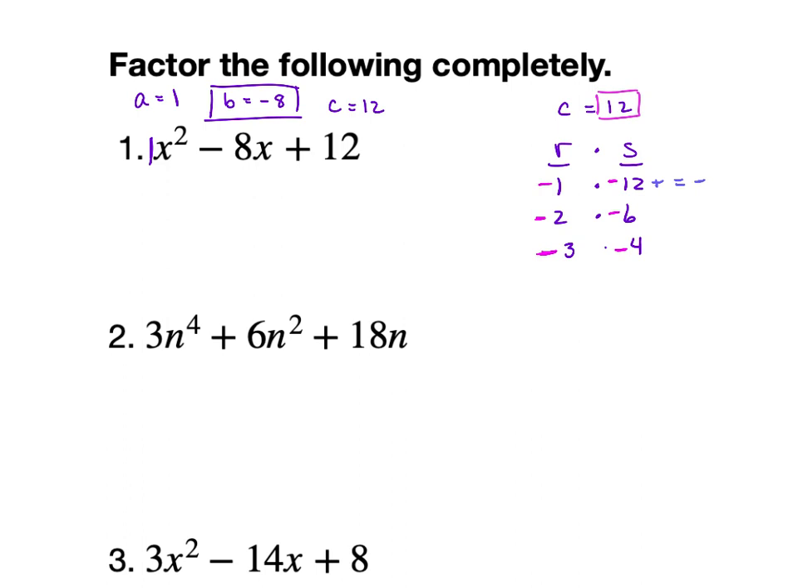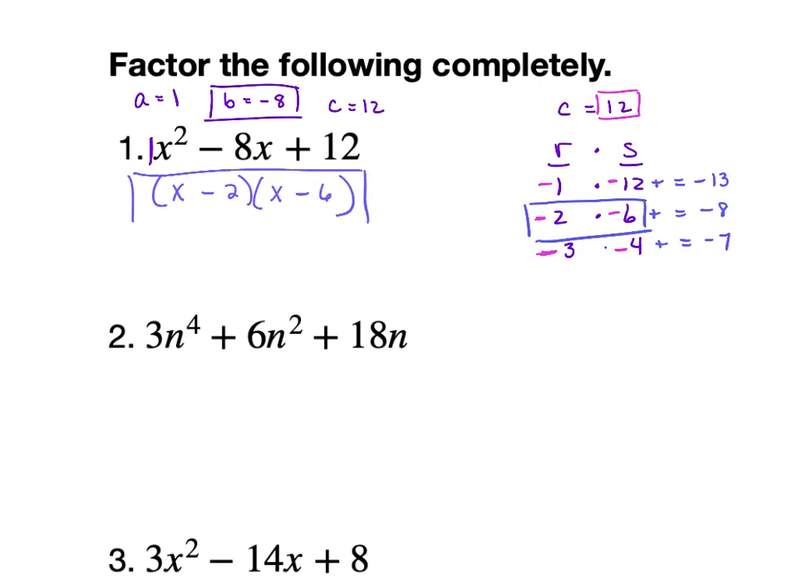Now that they're both negative, that's negative 13. When I add these, that's negative 8. When I add these, they add up to negative 7. So we clearly want negative 2 and negative 6. And so now I'm going to finish, and I'll just factor this thing. It's just going to be x plus the r value, which is negative 2, and x plus the s value, which is negative 6. And we are done.